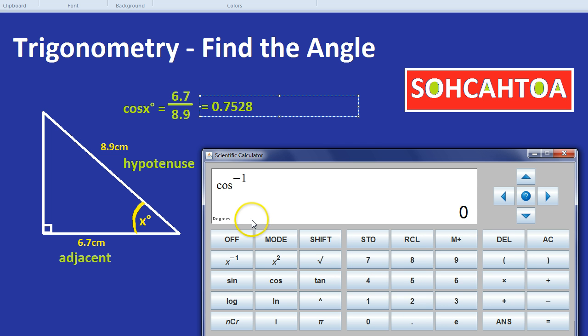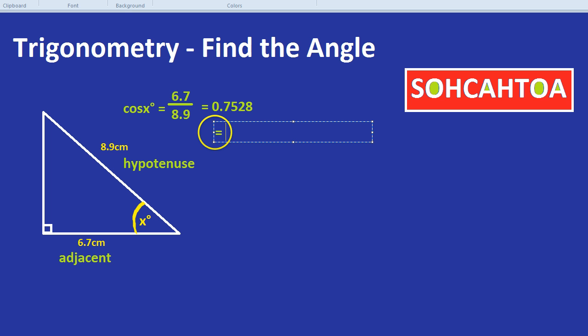So cos to the minus 1 of 0.7528. And that gives us the angle. We can't just type in cos. We have to type in shift or second function cos. Cos to the minus 1. And that equals 41.17 degrees. There we go, we've found out what x is. That was a little tricky, so let's have a go at another one.